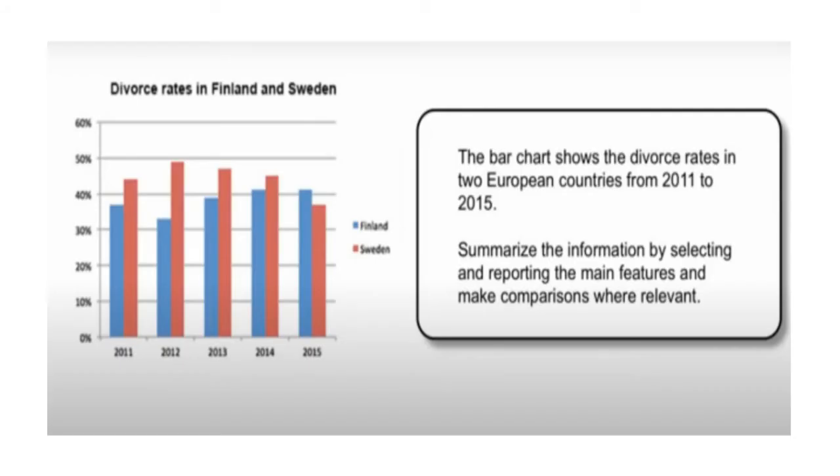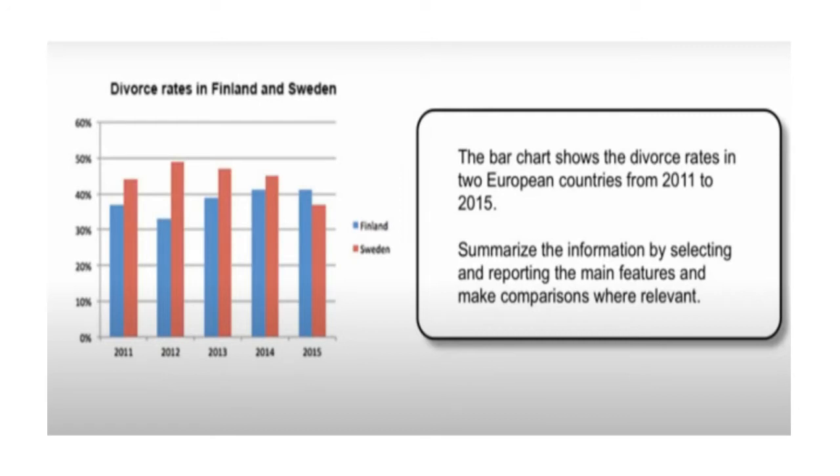Let's start writing the second paragraph, which is the overview, which is very important and should definitely be included in your essay. As the question says, we have to write the key features of the bar chart and include those in our overview paragraph. We should see that Finland's rate has increased with some fluctuations. Sweden's rate has decreased, also with some fluctuations.